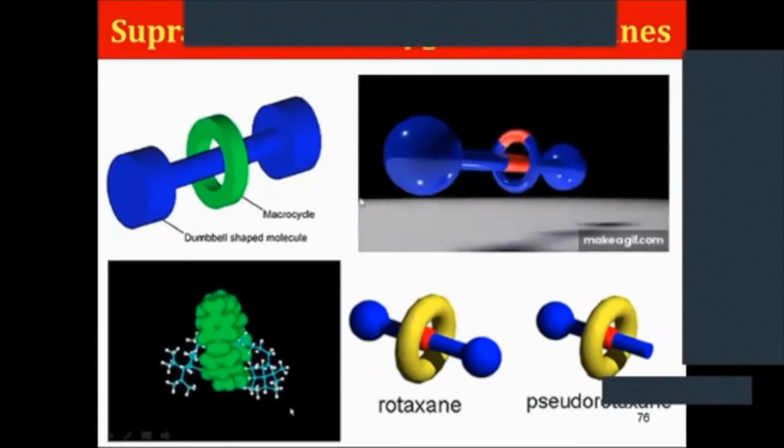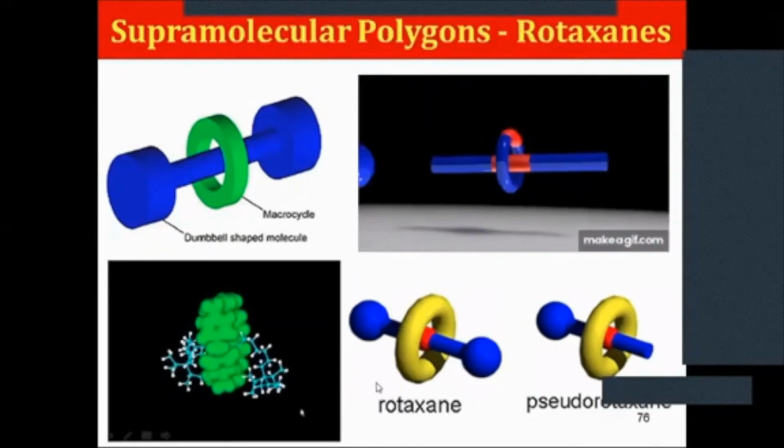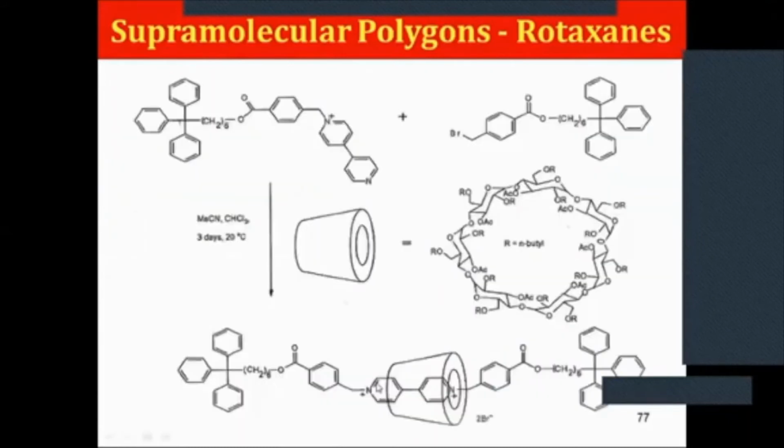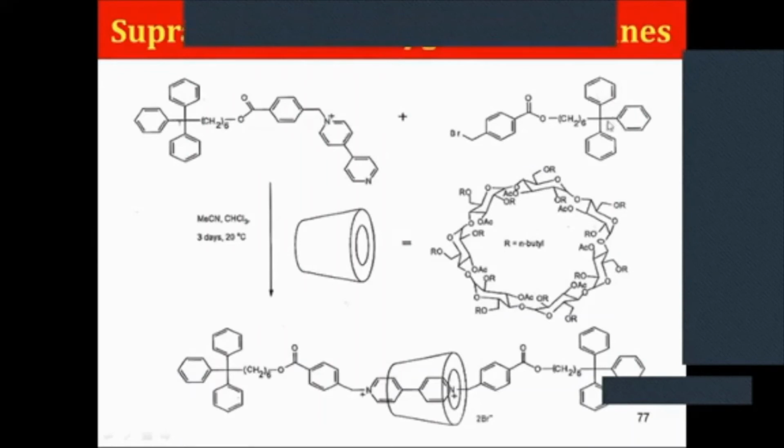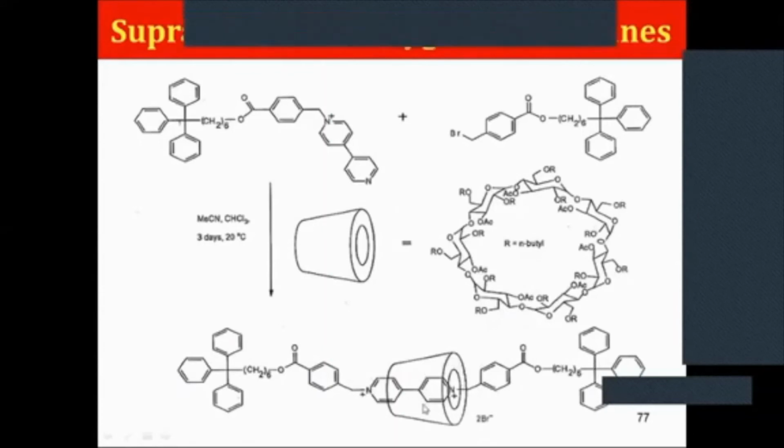So you can see here, this is a rotaxane. If one of the caps or the two caps are missing, then it is called a pseudorotaxane. You can see the structure here. This is a triphenyl molecule. This is the capping agent. And this biphenyl molecule traps the macrocycle cyclodextrin in the middle. And this is the other biphenyl. So you can see here, this is a typical construction of a rotaxane. The cyclodextrin macrocycle is here, and on both sides, it is a typical rotaxane structure.